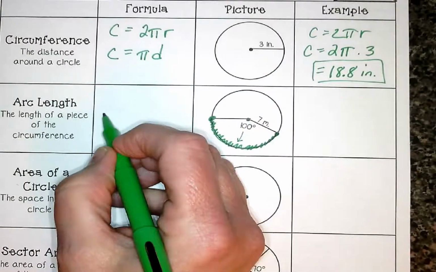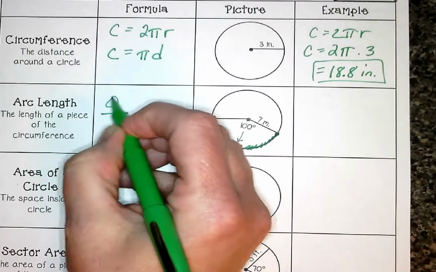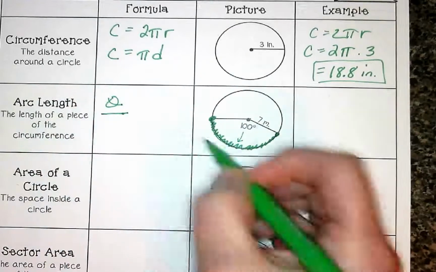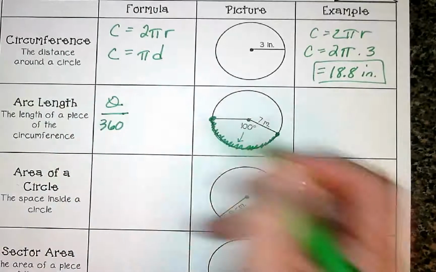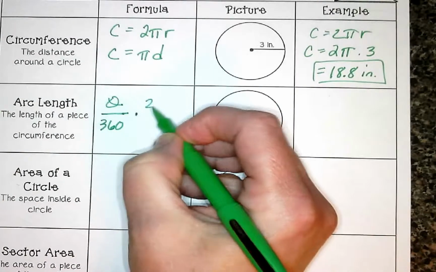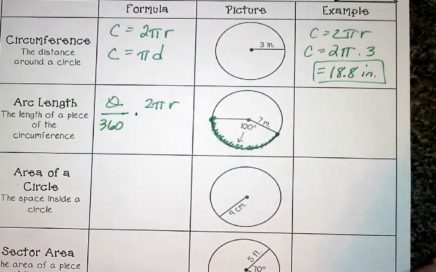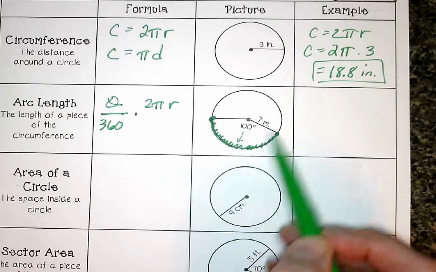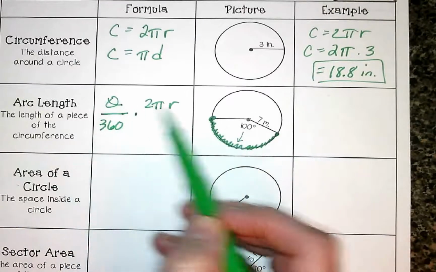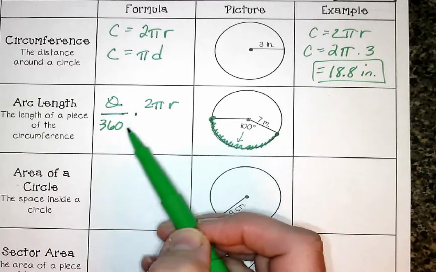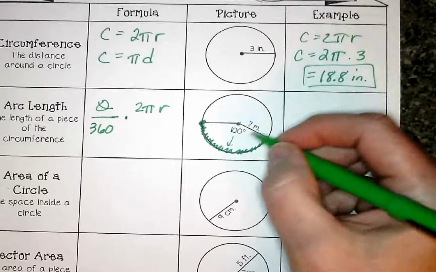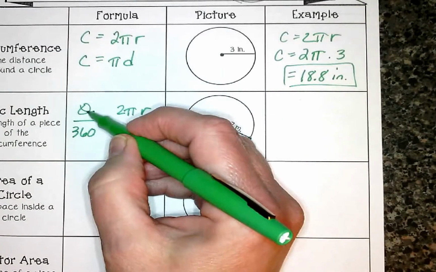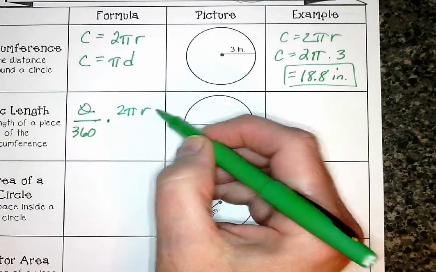Okay, so that piece is however many degrees, and that's the symbol that we use. How many degrees out of the 360 are we using? Then we're going to take that times 2 times pi times r. So this is a fraction. This is just a piece, so it is a fraction of the whole circumference. Okay, so let's fill in these pieces. You can see there's really only two unknowns, the angle or the arc measurement and the radius.